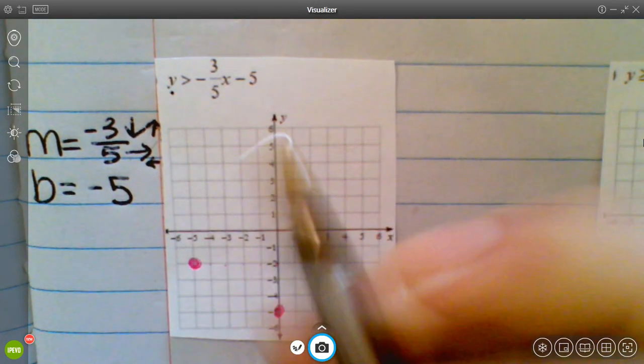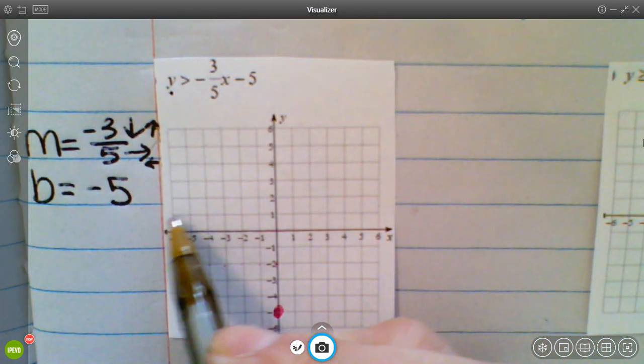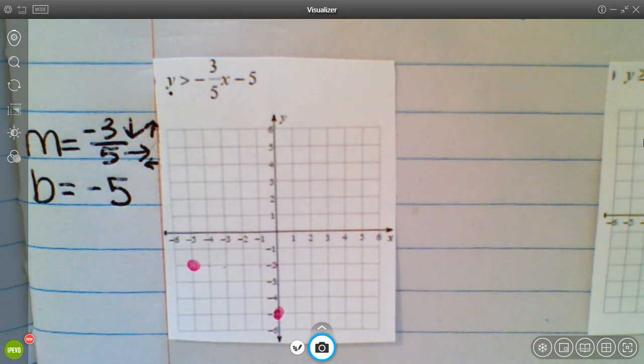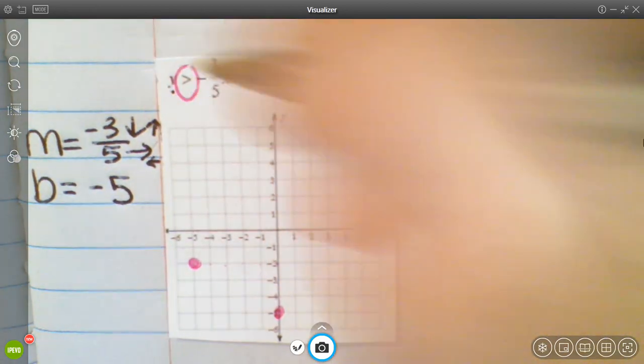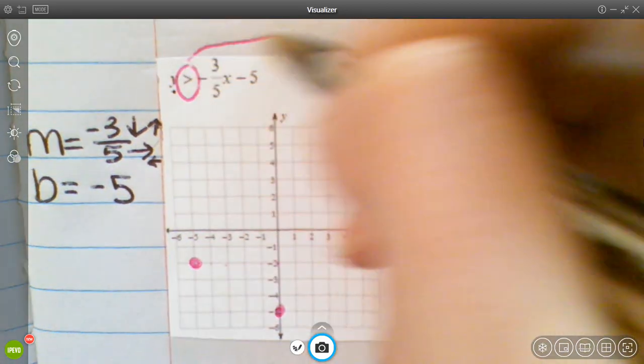Okay, and I'm going to try to do it again. Up 1, 2, 3, left, up. I don't have any room. This one I only got 2. That's okay. So there's my graph using the slope and y-intercept. Step 3, is it a solid or a dashed line? Well, what does this say? This says greater than.